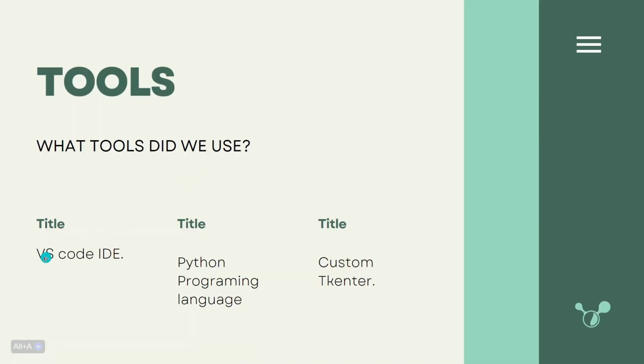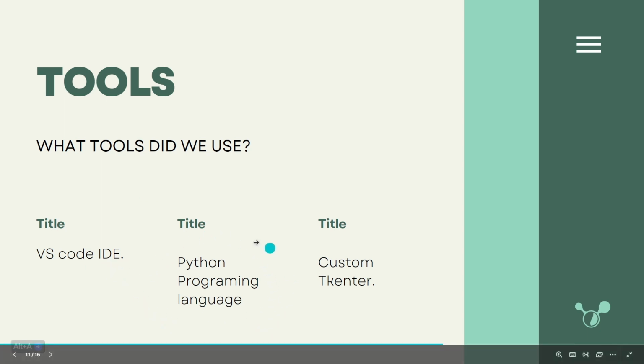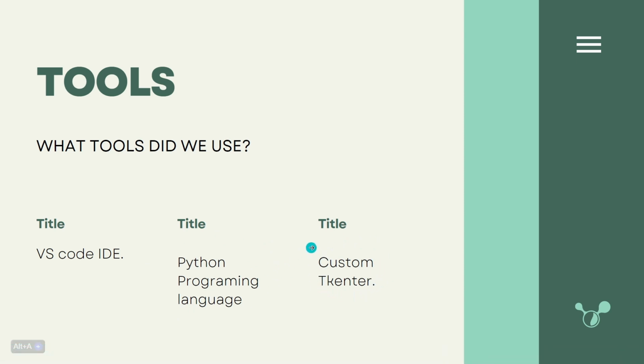What tools did we use? We used VS Code. All of us did. We used GitHub, obviously, and Git for version control. The programming language was Python, and we used CustomTkinter, which was a library that kind of extended the original tkinter capabilities.